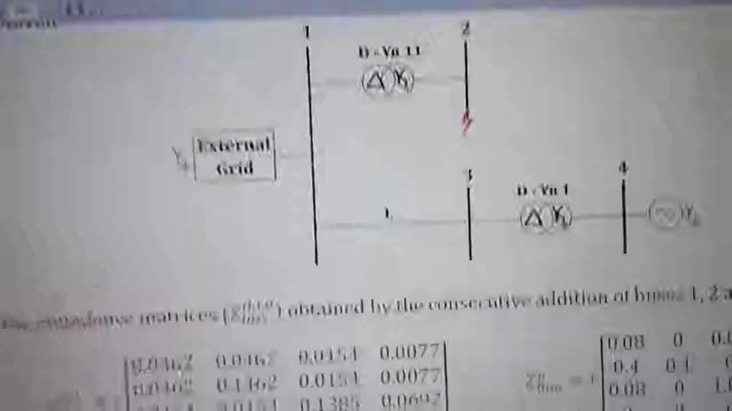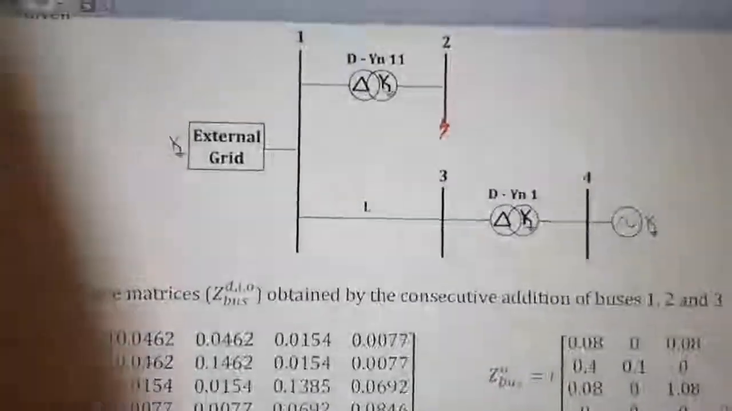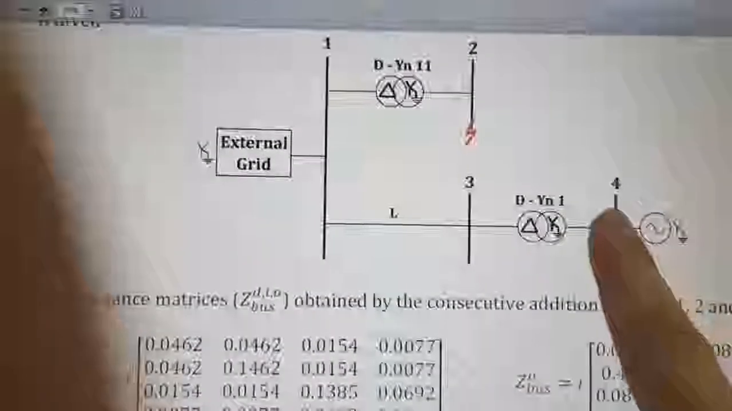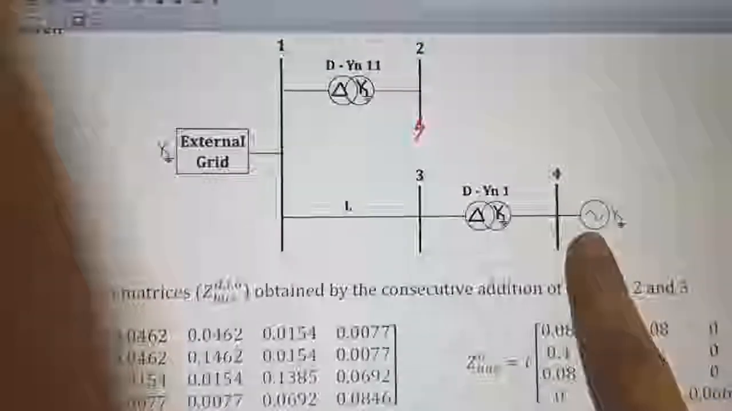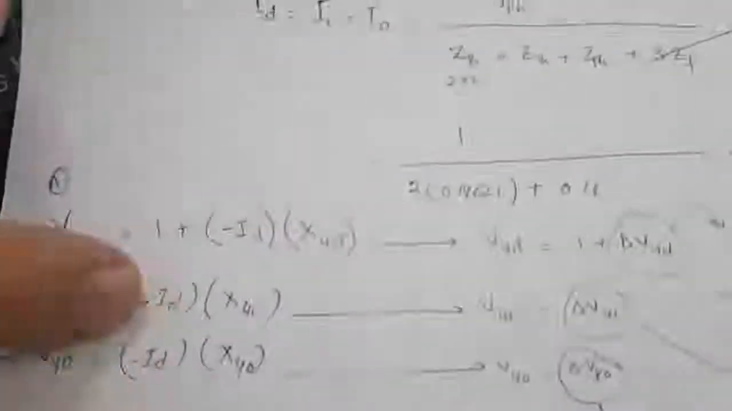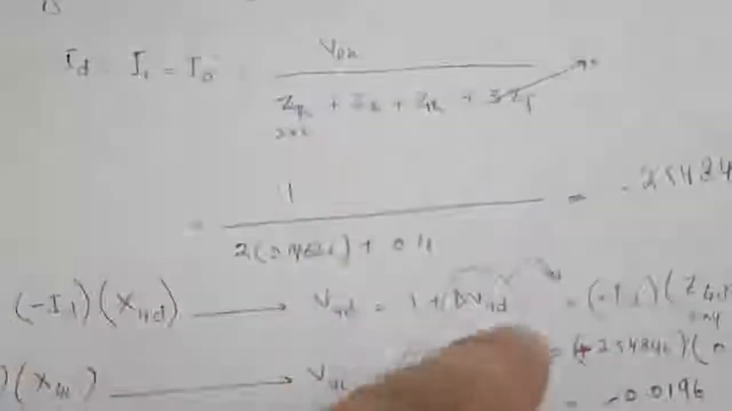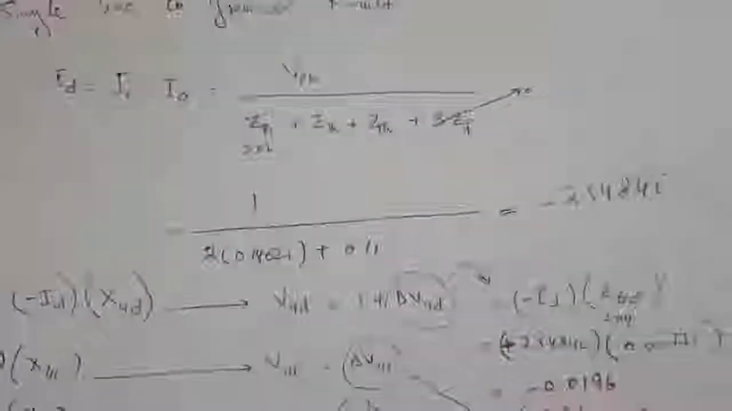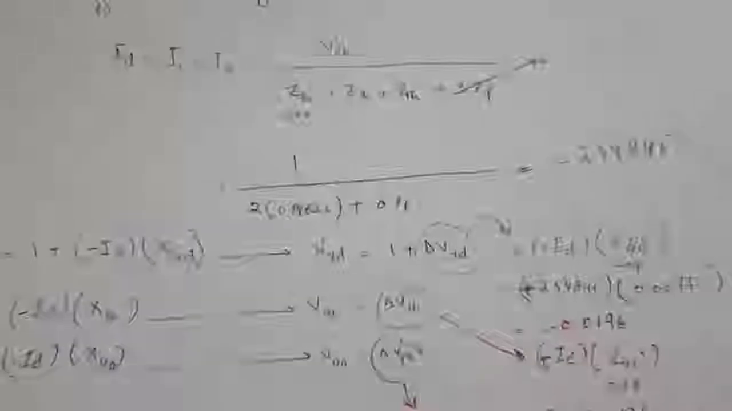Part B is asking us to find the current components at bus 4, adjacent to the generator. For that, we know these are the formulas for voltages, and we have found del V. This was already discussed in the last tutorial: del V4, del V4, del V4.